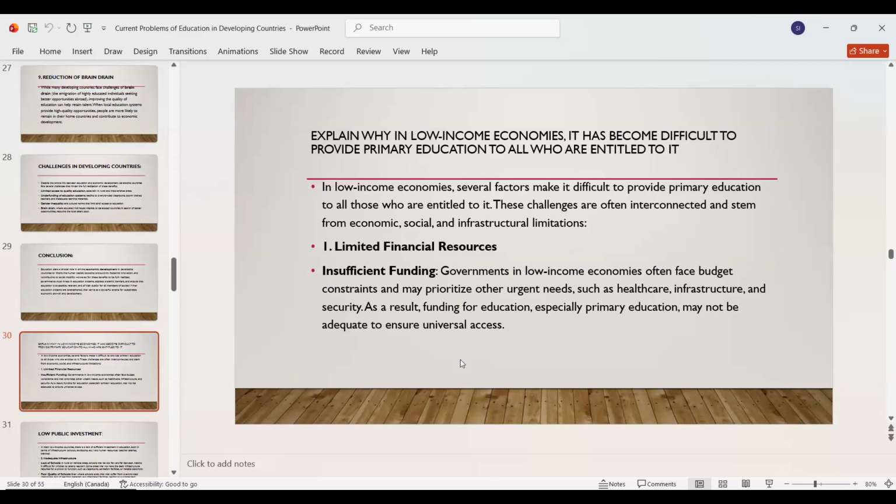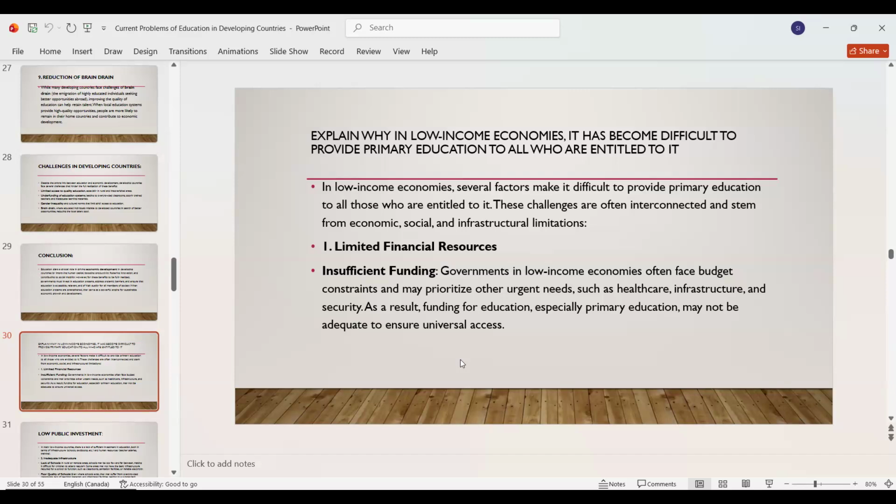So now we turn to explain why in low-income economies, it has become difficult to provide primary education to all who are entitled to it. So even though we are thinking every child is going to school in Sri Lanka and we have a 93% literacy rate, right? So 7% of people are not going now. So what are those 7% of students going to do, even without going to school, no primary education, right?